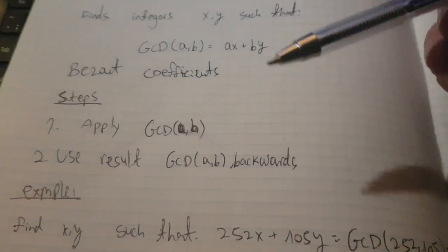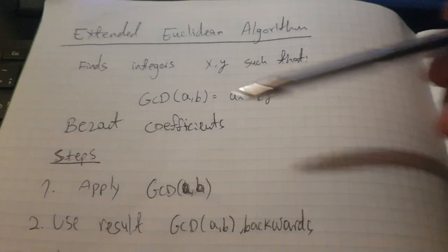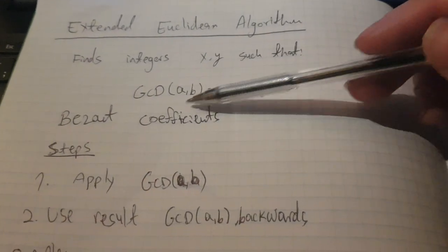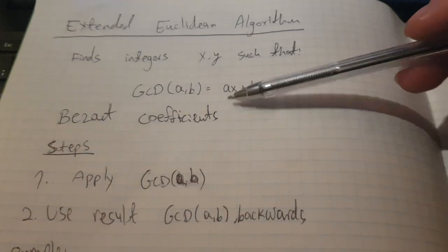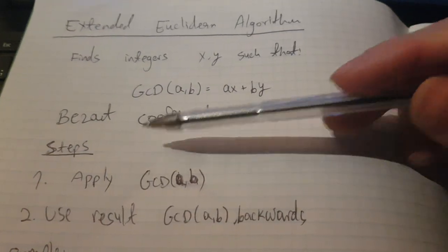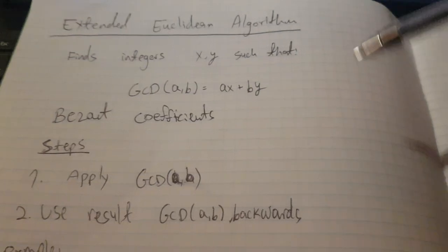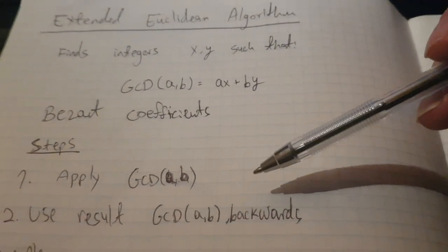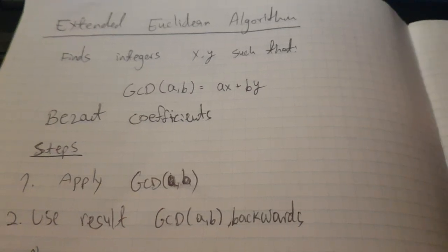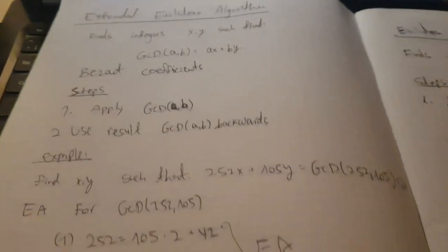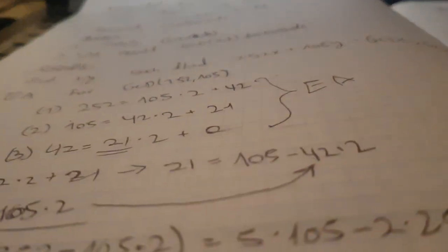Now this idea of representing the GCD of two numbers by a linear combination of the two with coefficients is used, for example, in RSA, in cryptography. And this is it. This was about the extended Euclidean algorithm, which uses the Euclidean algorithm. Thank you very much, and this is it.